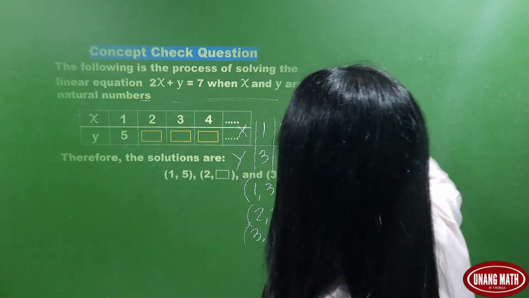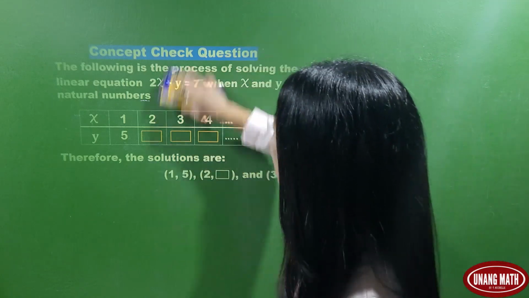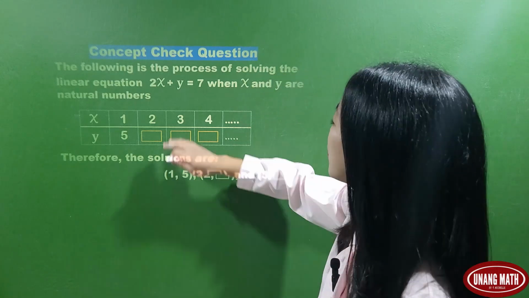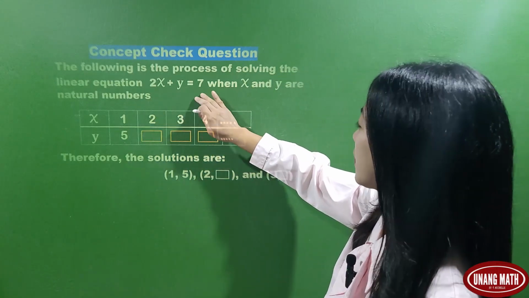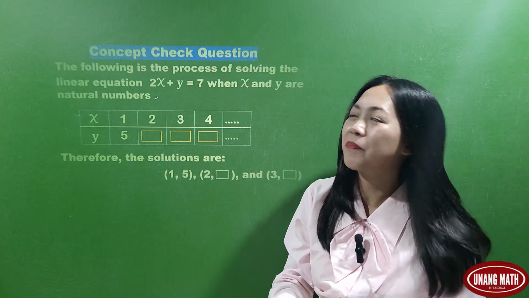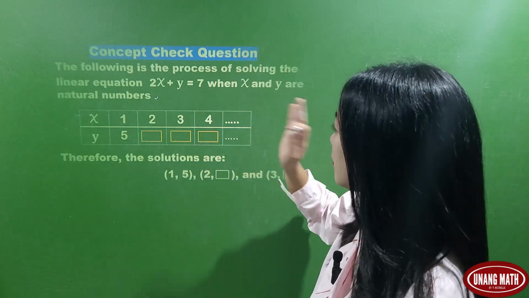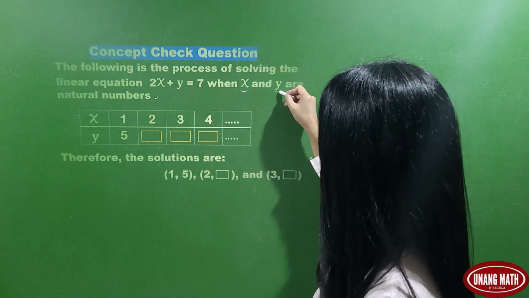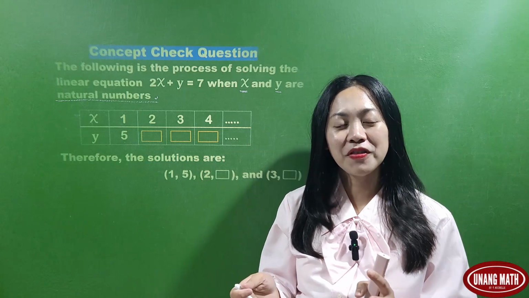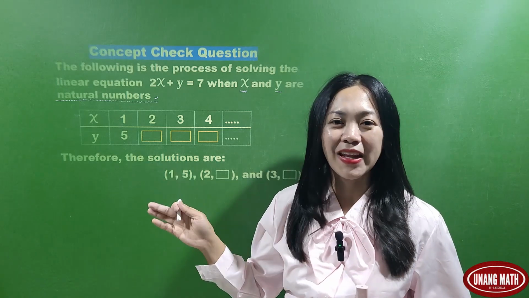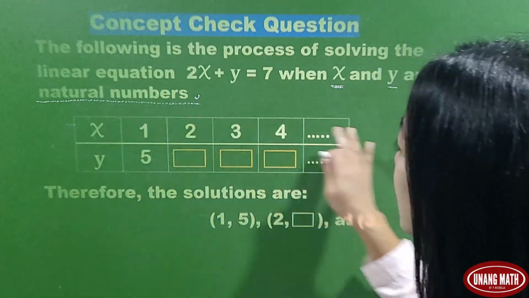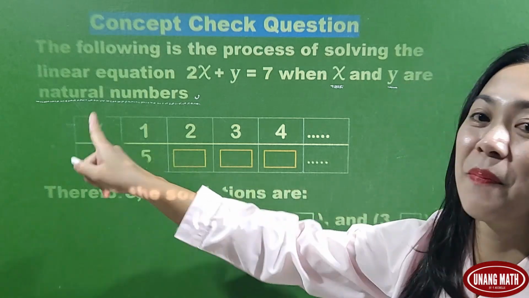Let's give another example by answering this concept check question. The following is the process of solving the linear equation 2x plus y is equal to 7, when x and y are natural numbers. In this question, there is a condition that the values of x and y must be natural numbers, so these are the numbers 1, 2, and onward to infinity. In this table, the values of x are given.